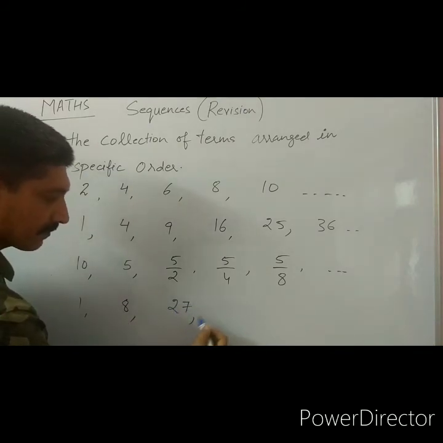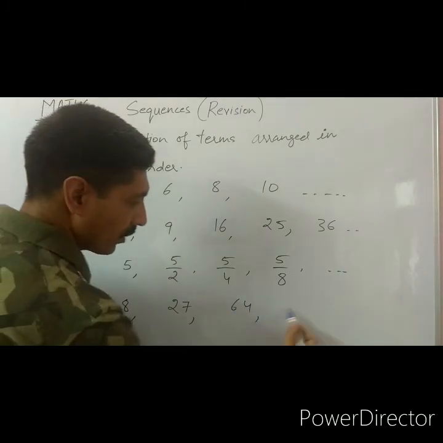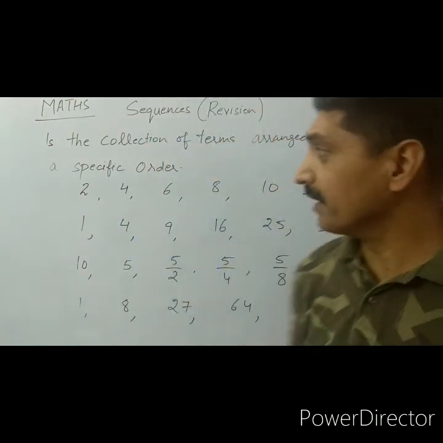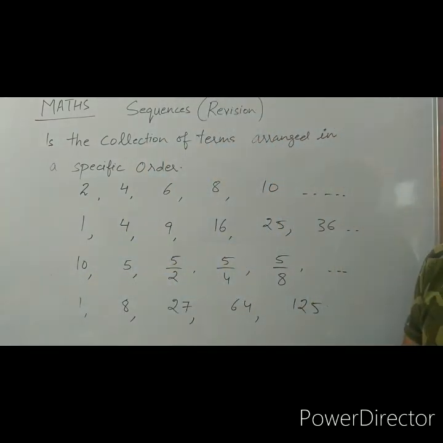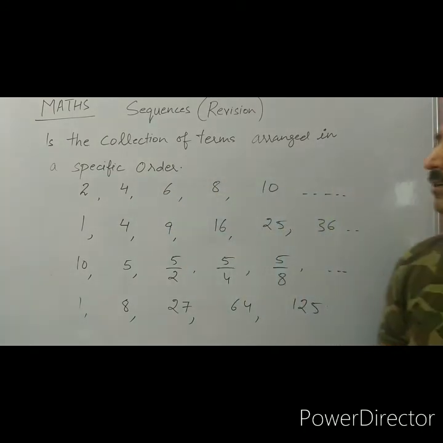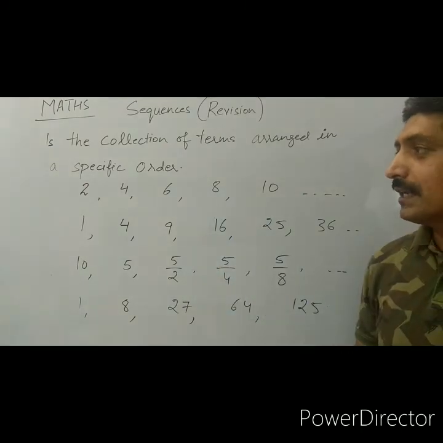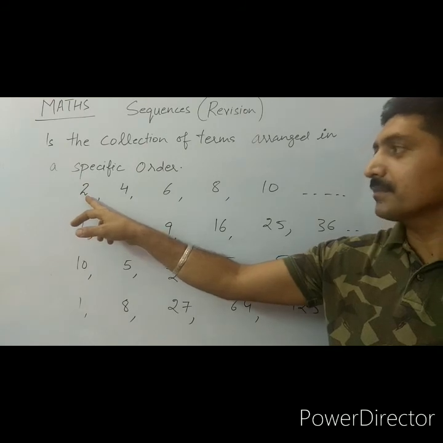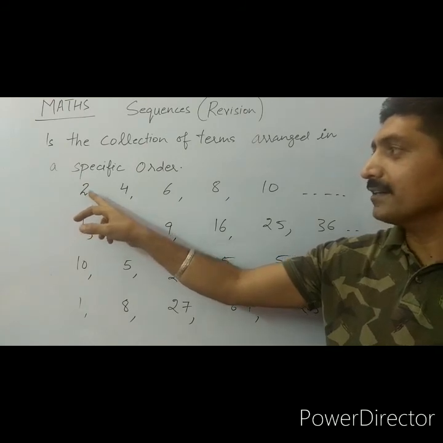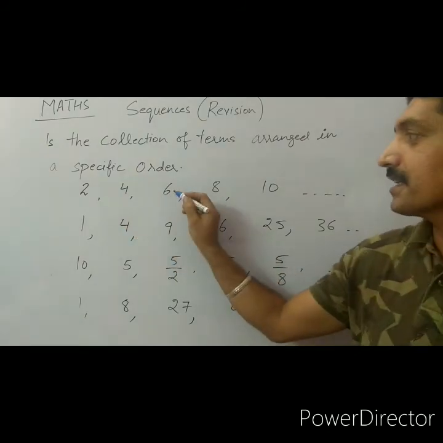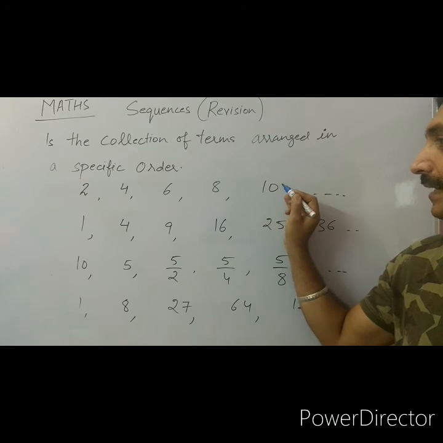We can take one more example: 1, 8, 27, 64, 125, and so on. In these simple sequences, there is a fixed rule to obtain the next term of the sequence. Like in the first, if the first term is 2, and we add 2, we will get 4, again plus 2, 6, then plus 2, 8, 10.